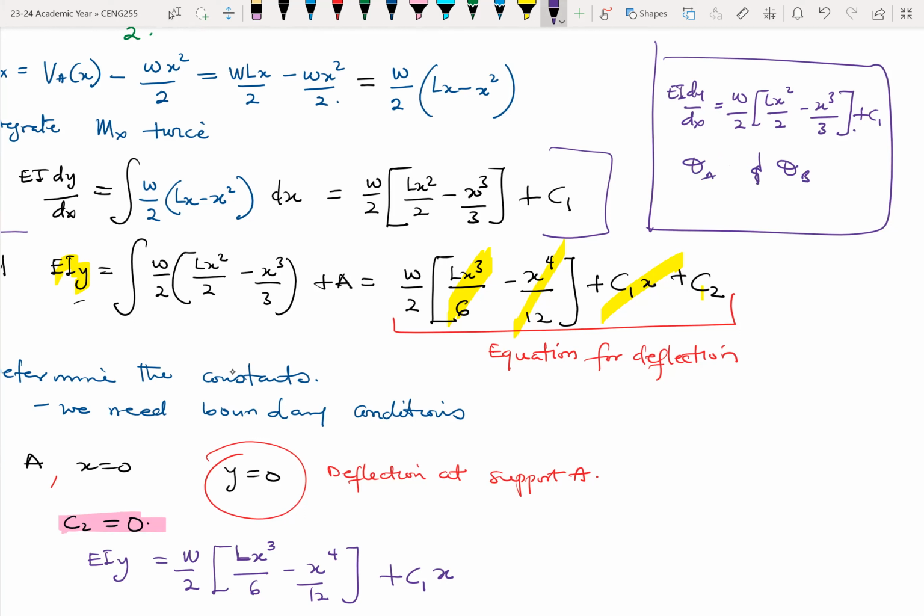But here, the boundary conditions to finding C1 will require me to know what x is and also to find the dy/dx, or at what point the dy/dx is 0. And typically that would be at midspan. So maybe if x is L over 2, then the dy/dx is 0. Then I can use those two to find C1. Once I find C1, I put C1 into this equation, then I can find theta A and then theta B. So we'll look at that next week.